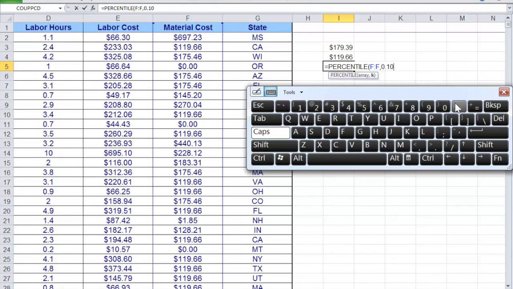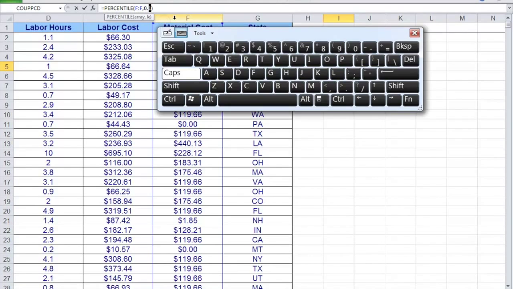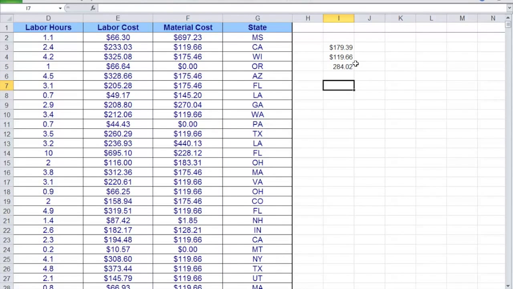So 0.10 refers to the 10th percentile. Close the bracket, hit enter, and that is 118.36. So that is the 10th percentile. You can also change it, instead of 10 you want the 90th percentile, so 0.9. So hit enter, that will be the 90th percentile.